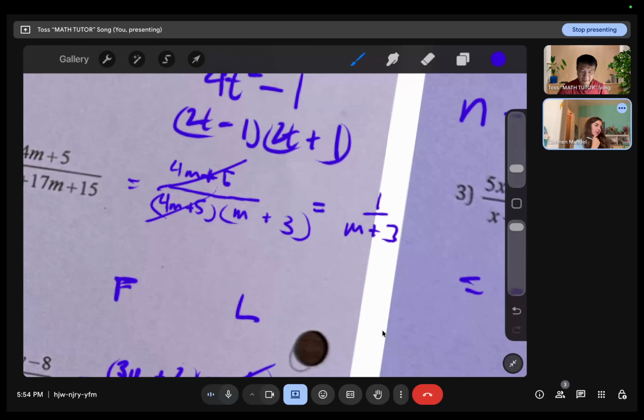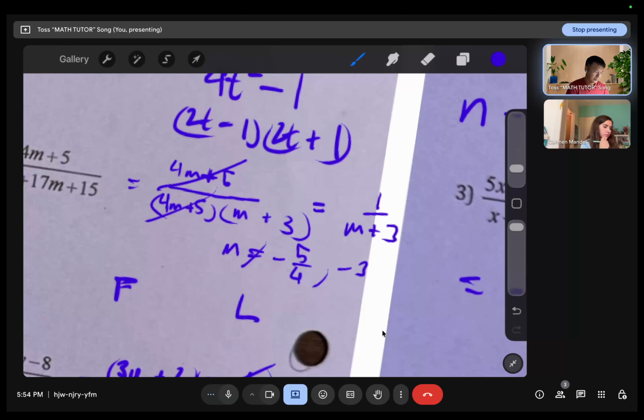And therefore, the restrictions: m can't be minus 5/4, and then m can't be negative 3. Yes, that's it. You got it. You figured this out. Very good, very good.